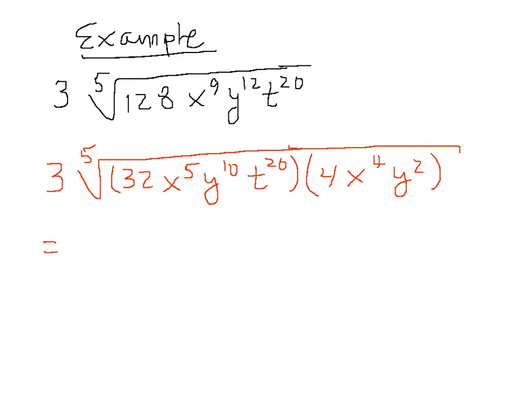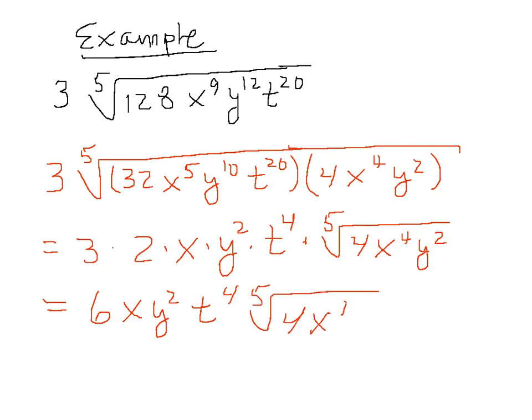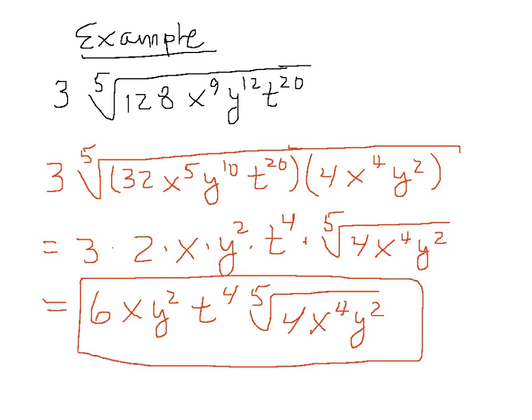So this is going to equal 3 times 2 times x times y squared times t to the fourth times the fifth root of 4x to the fourth y squared. And this can be simplified a little bit more as 6xy squared t to the fourth times the fifth root of 4x to the fourth y squared. And there you go. That's as simple as it can be written. Okay, so that concludes this particular section.